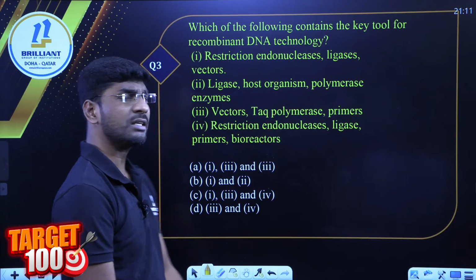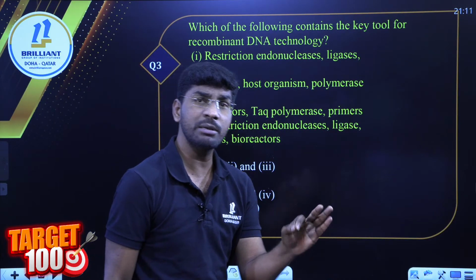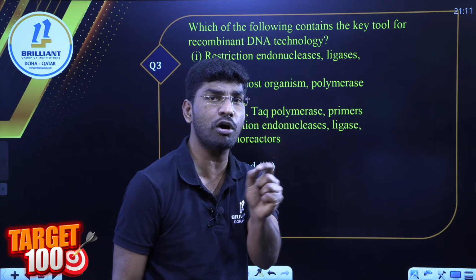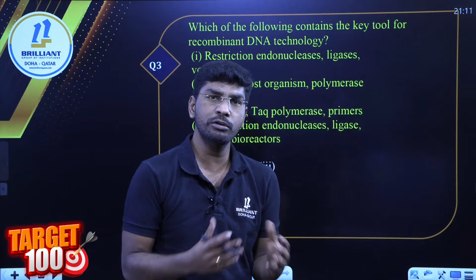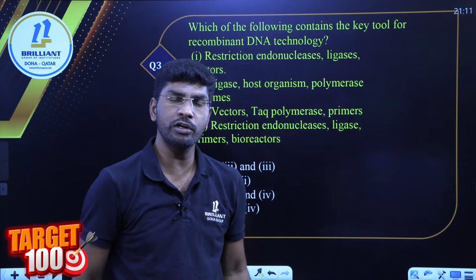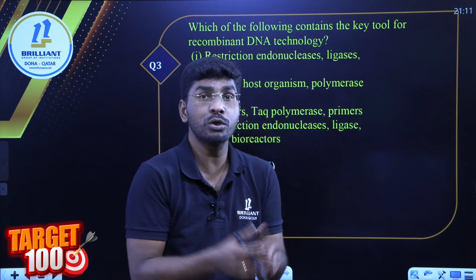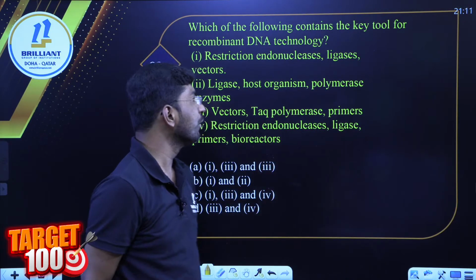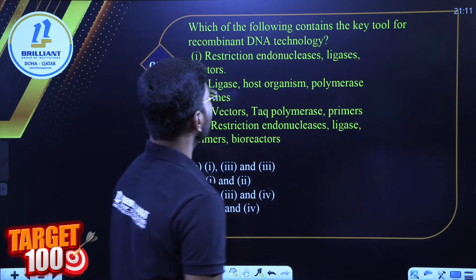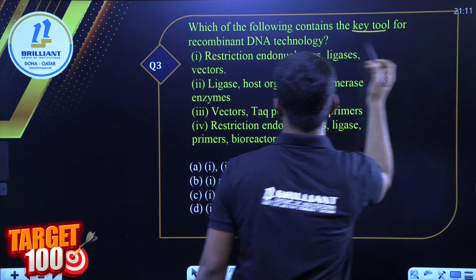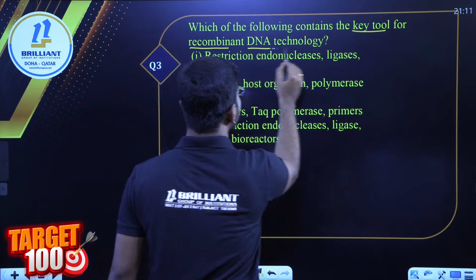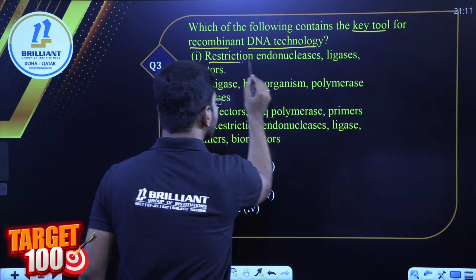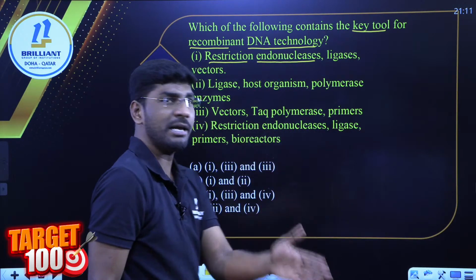Next question. This is a very easy and very important question, about the key tools of biotechnology. If you want to do rDNA technology, to construct a new rDNA, what are the tools you need? The question: which of the following contains the key tools for recombinant DNA technology? Restriction endonuclease enzyme. Yes, restriction endonuclease enzymes are very important.